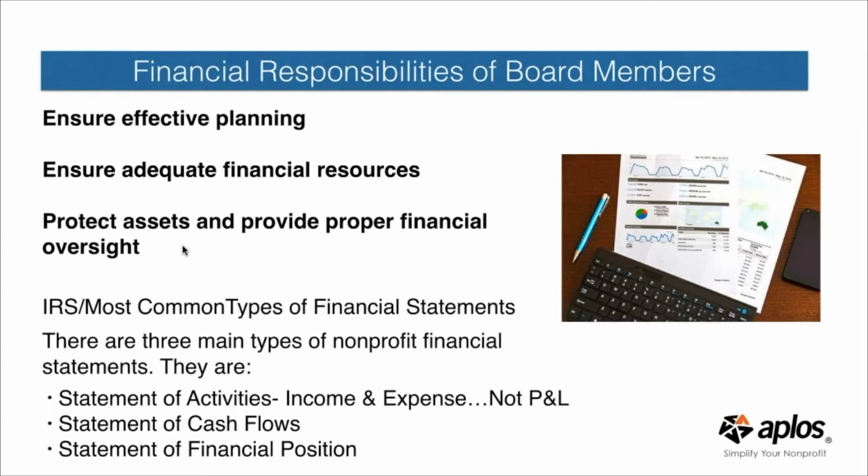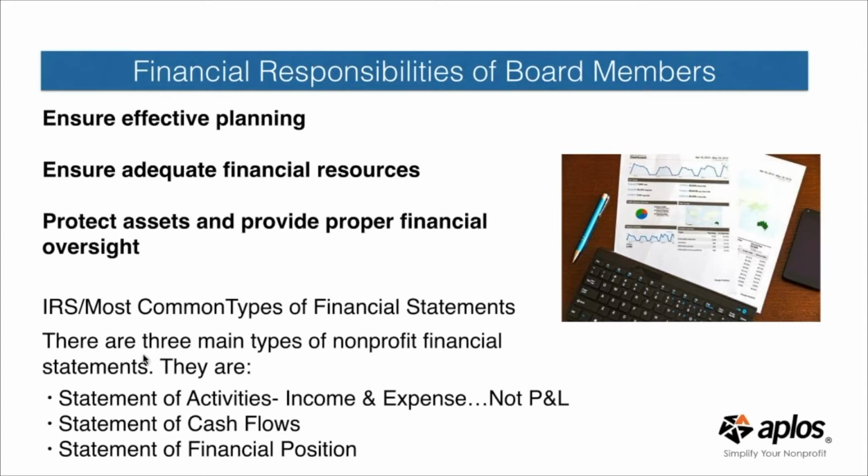The IRS will typically say that there are three of the most common types of financial statements for nonprofits. In other words, when you're being audited or somebody wants to know what your financial situation is as a nonprofit, they're going to ask for three types of financial statements. Those are your statement of activities, also called your income and expense statement, your statement of cash flows, and your statement of financial position. These are three reports that, if you as a board member don't know and understand them, I'm going to really challenge and encourage you to learn and understand.